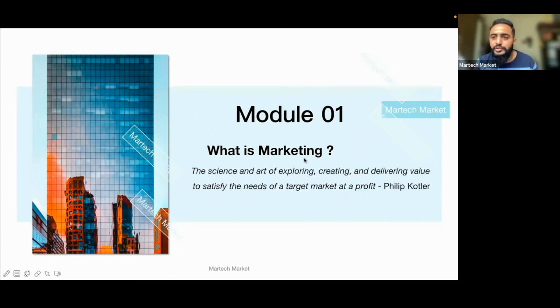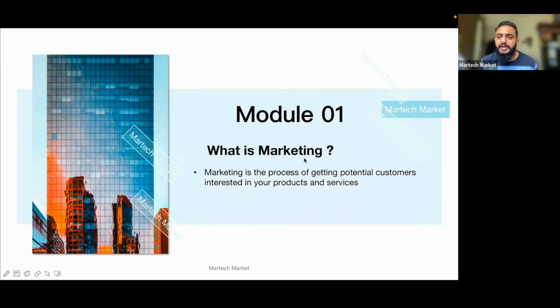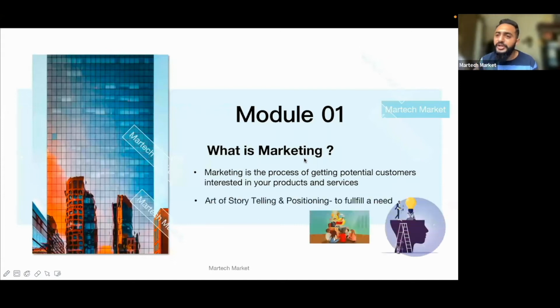And if you go by a textbook definition, you'd have heard this famous quote by Mr. Philip Kotler, where he says it's the art of exploring a customer's needs, creating and delivering value basis those needs for a profit, right? But to keep this simple, for us, marketing is trying to create interest in your potential customer's mind for the products and services that you have. It's more of an art of storytelling and positioning the need of your product in the customer's mind so that the customer feels, yes, this particular product and service is going to take care of or impact my social status or impact my economical status.